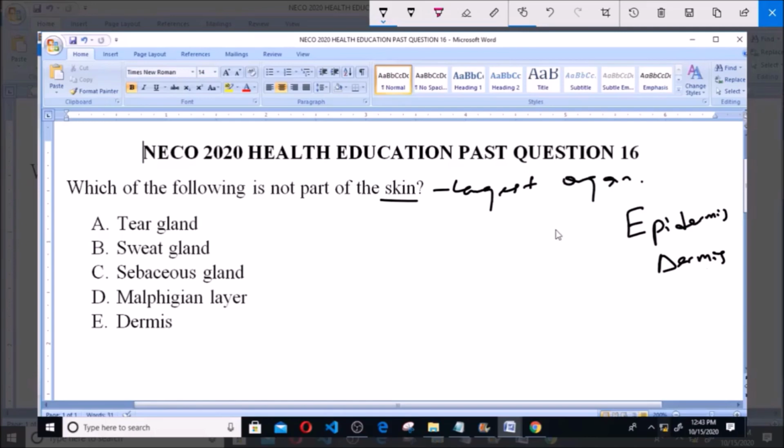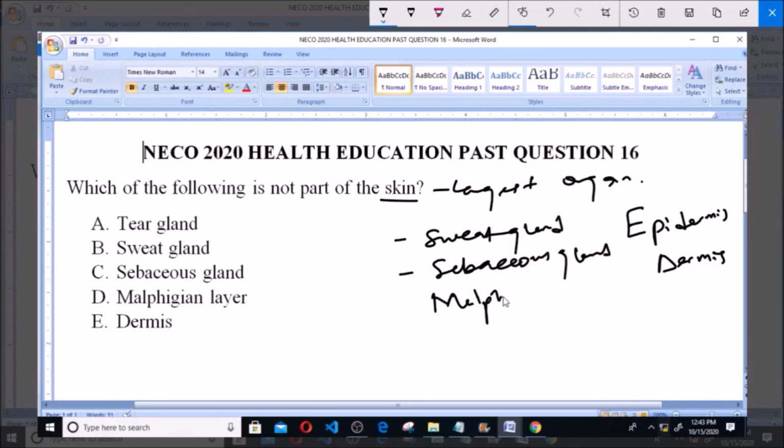Now, the skin contains the sweat gland. It contains the sebaceous gland. The Malpighian layer. This Malpighian layer is the one that contains the pigments or the pigmentation of the skin, and then the dermis, that is the inner layer of the skin. The sweat gland is responsible for the secretion of sweat, and the sebaceous gland is responsible for the secretion of sebum. That's that oil that helps to lubricate the skin. So all these are components of the skin. Even the hair follicles. The hair follicle is also a component of the skin.